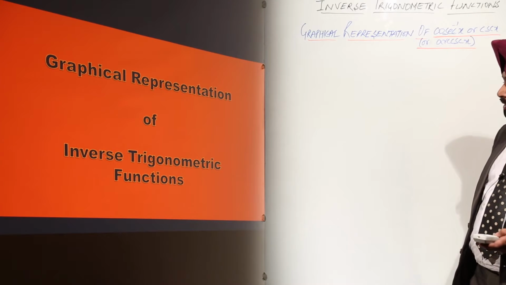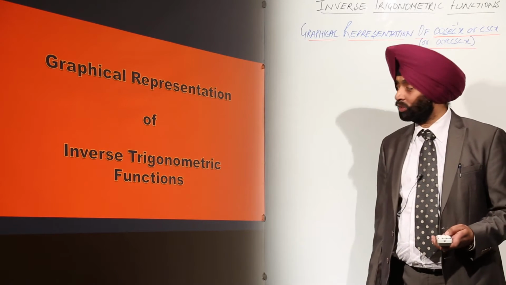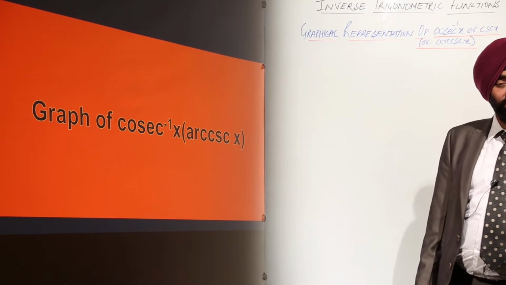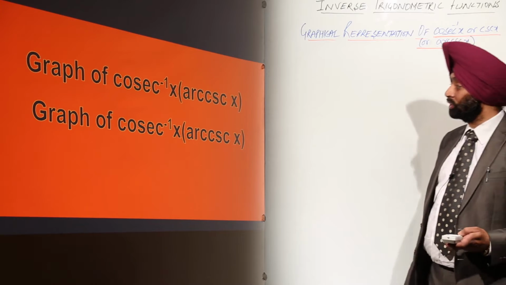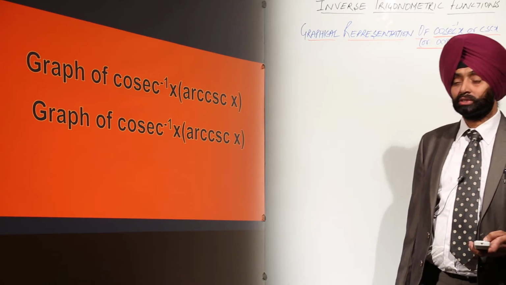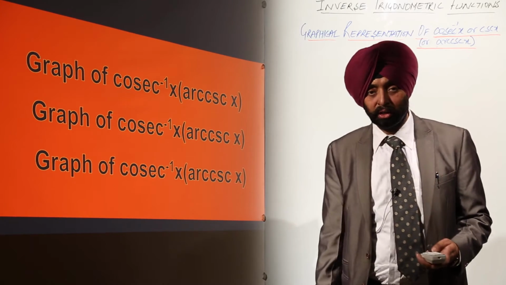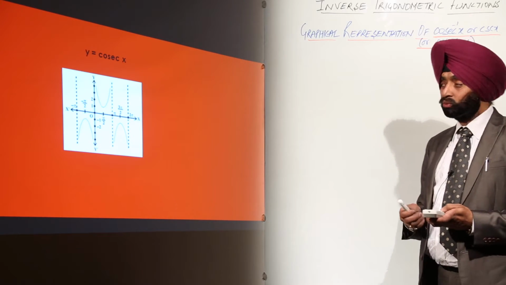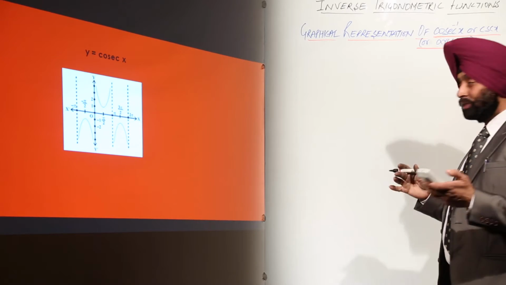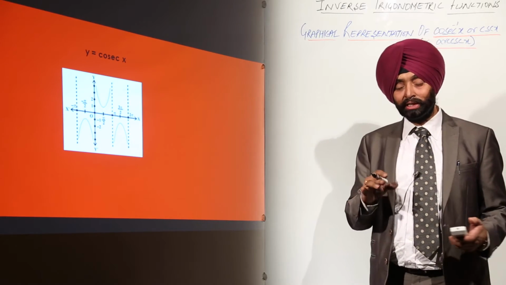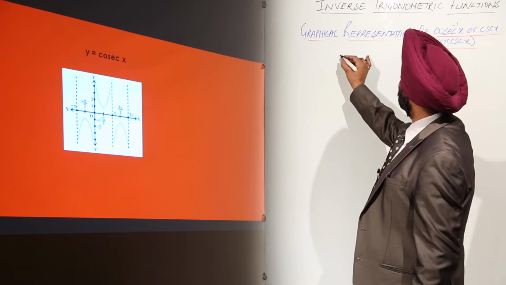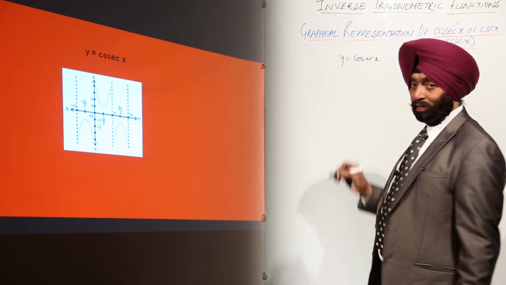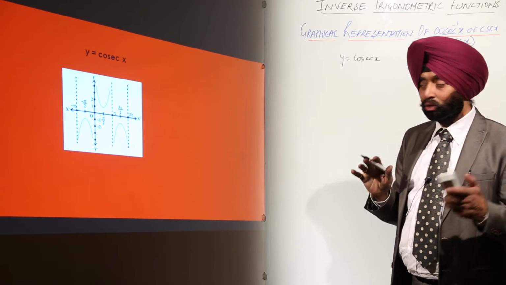Now for the graphical representation of inverse trigonometric functions, we are going for the graph of cosecant inverse x. For the graph of cosecant inverse x, first of all we have to draw a graph of y equal to cosecant x. Okay. So now let's check the principal value, or let's check the intervals first. Now for y equal to cosecant x, let us take the intervals which have a common range.